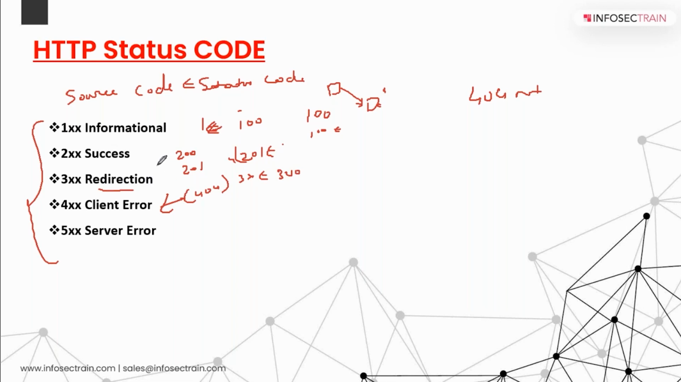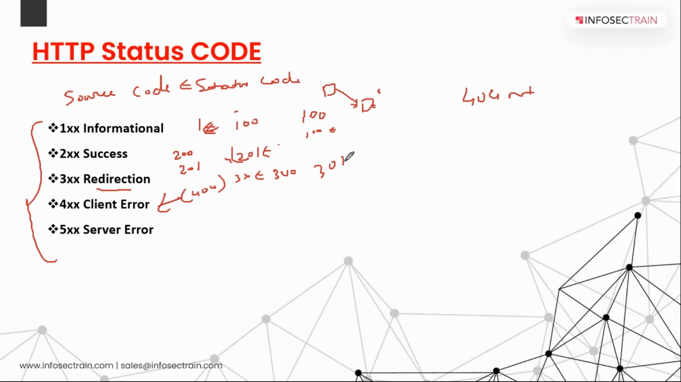Okay, it means further action must be taken in order to complete the request. Generally you see this in a website when you move a particular website permanently. So this goes with 301. The request page has been moved temporarily to a new URL.